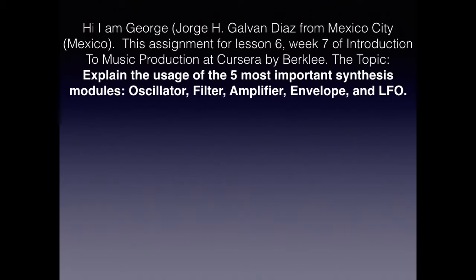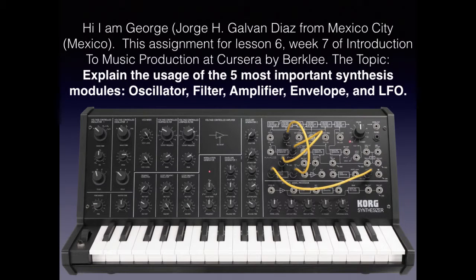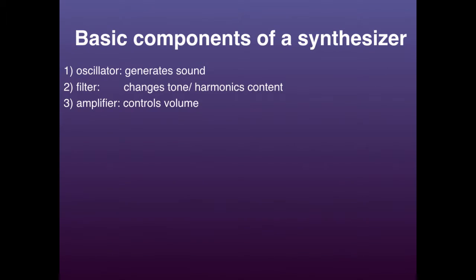This assignment is for Lesson 6, Week 7 of Introduction to Music Production at Coursera by Berklee. The topic explains the usage of the 5 most important synthesis modules: oscillator, filter, amplifier, envelope, and LFO. Basic components of a synthesizer.